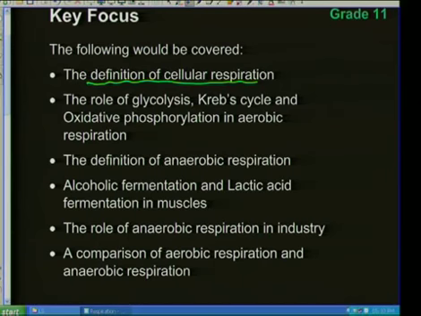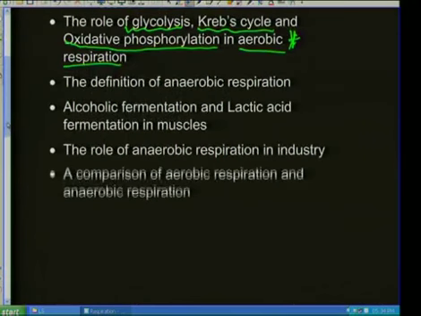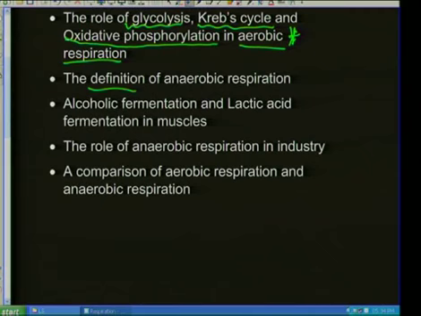Next up, we look at the process itself, glycolysis, Krebs cycle, and oxidative phosphorylation in aerobic respiration. So you'll notice we're talking about something there, aerobic respiration. We'll just hold that thought. Then we look at the definition of anaerobic respiration. That's why I asked you to hold that thought. You're talking about aerobic and anaerobic. So already in your mind you must know there are two different ideas here in terms of respiration, aerobic respiration and anaerobic. We need to find out what's the difference between these two.